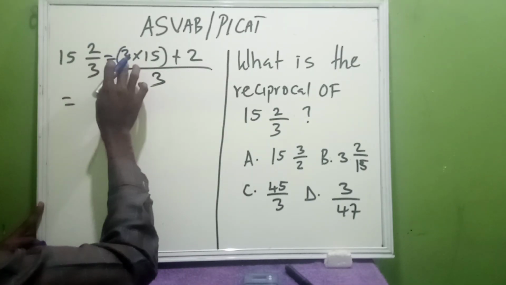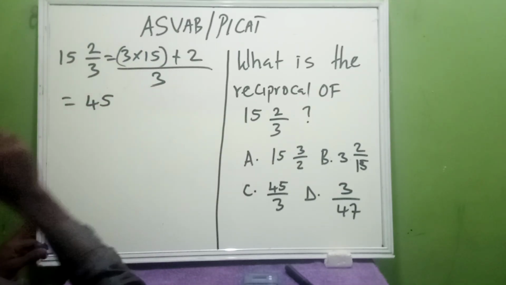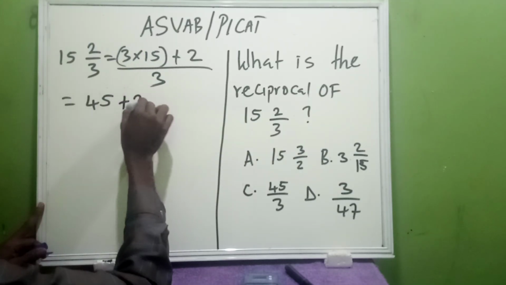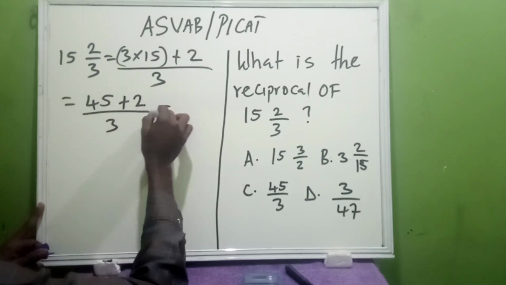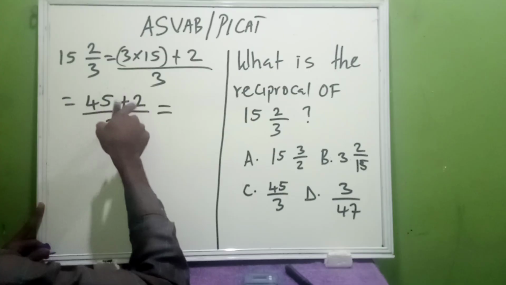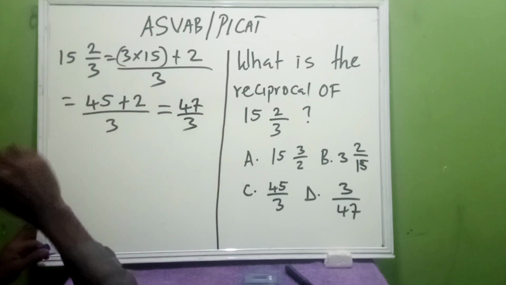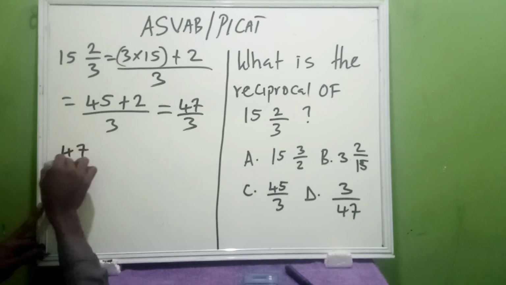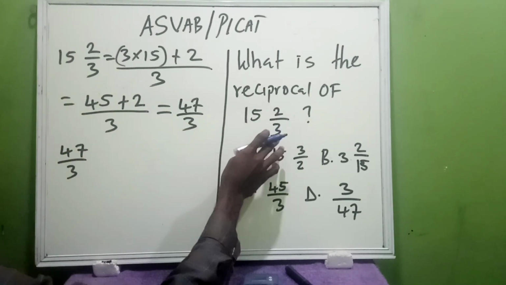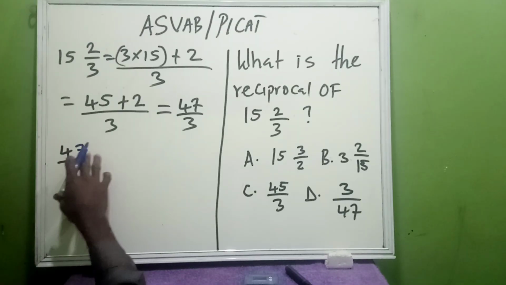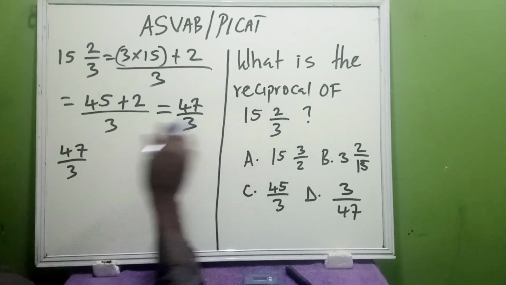Do you know that 3 times 15 is going to give us 45? Then we now add the 45 and 2, everything over 3. Then 45 plus 2 gives us 47 over 3. But this 47 over 3 is not the reciprocal of 15 and 2 over 3. 47 over 3 is the same thing as 15 and 2 over 3.